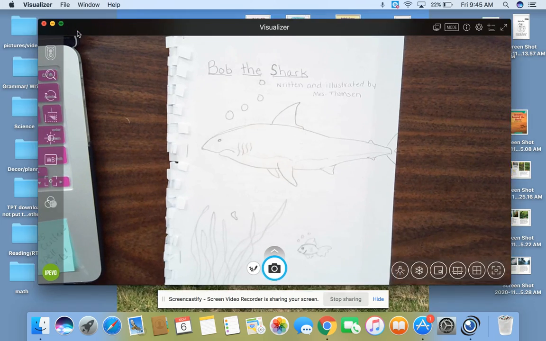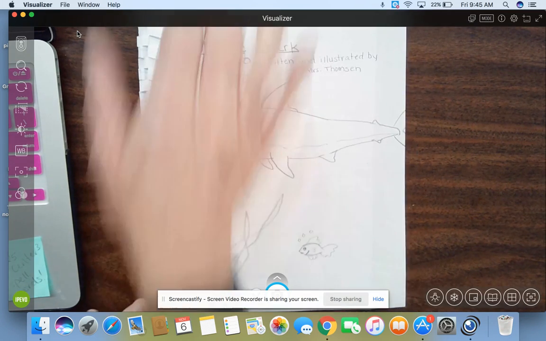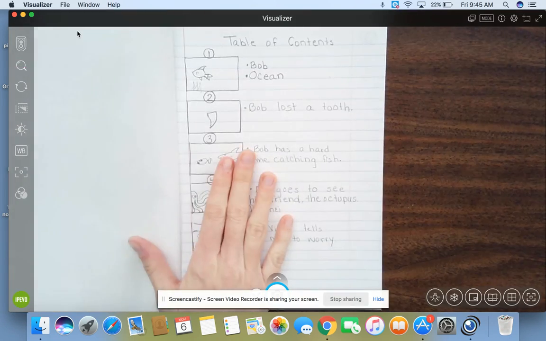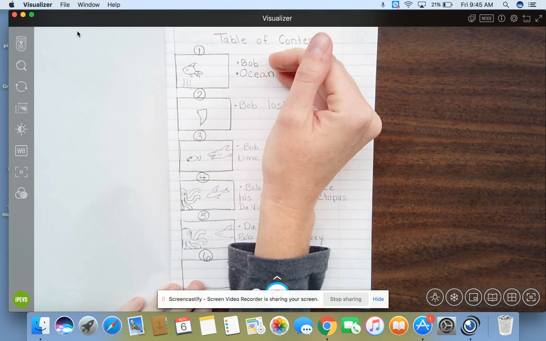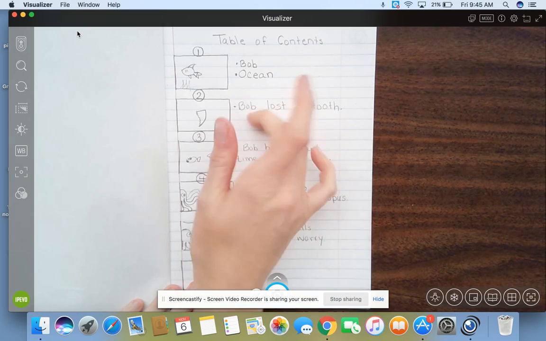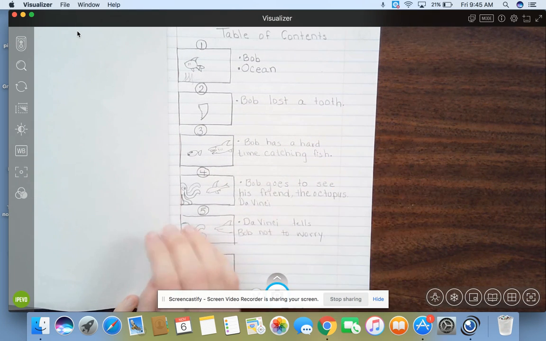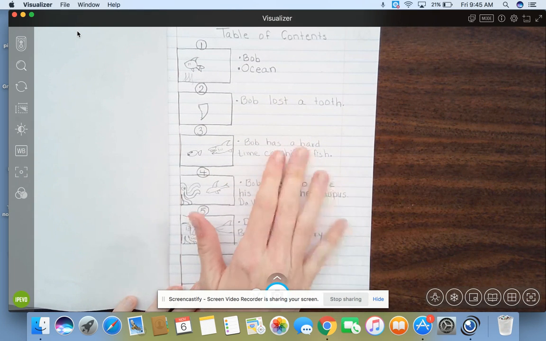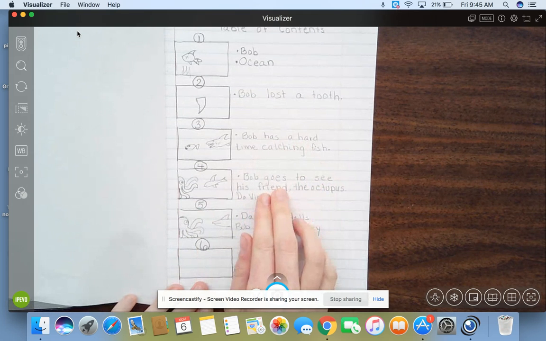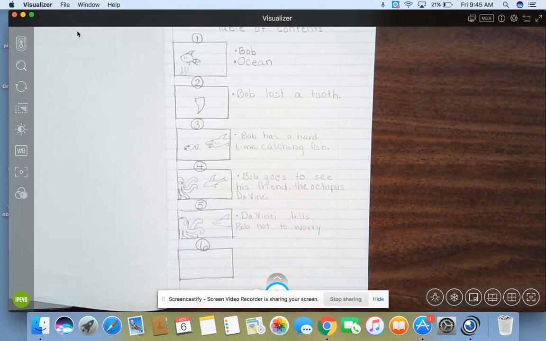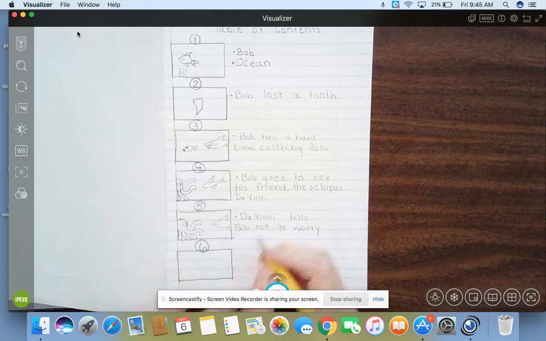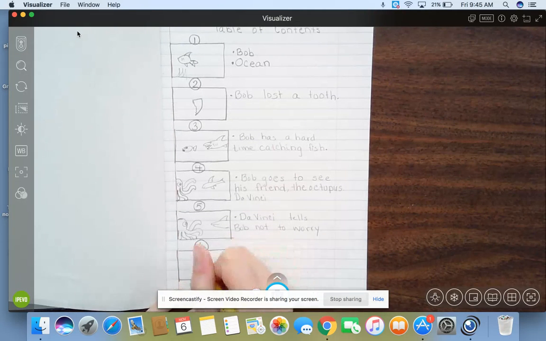Let's do the next part of our Bob the Shark story. So if you remember, we have our cover. We've started planning it. We started with our characters and our setting. Our character's Bob the Shark. He lives in the ocean. Then he has a problem. He lost a tooth. So Bob has a hard time catching fish. Bob goes to see his friend, the octopus, Da Vinci. Da Vinci tells Bob not to worry. And as our story ends, he tells Bob not to worry because sharks grow new teeth.